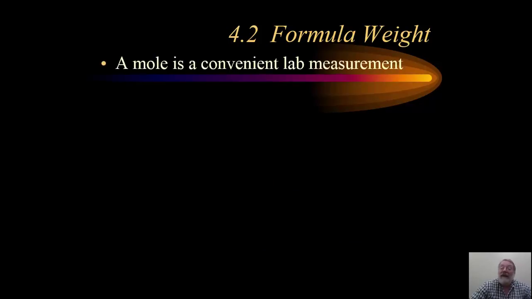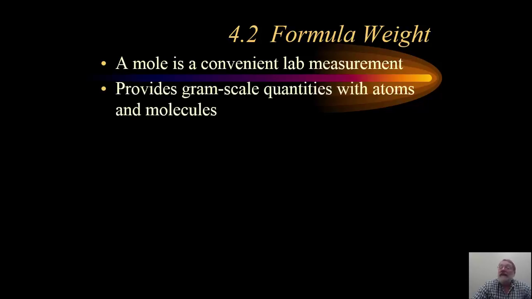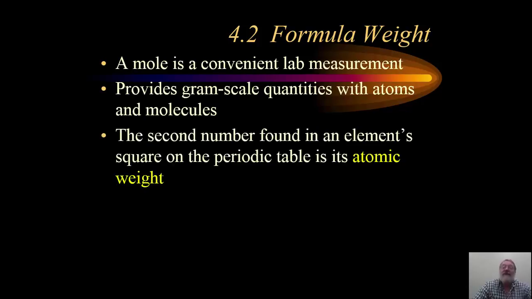It's a convenient lab measurement when you're going to try to figure out how many atoms or molecules you've scooped up and put into your solution or into your beaker. It usually provides gram scale quantities if you're talking about how much is a mole of a certain kind of atom or a certain kind of molecule. It's the second number that is found on an element square on the periodic table. The first number is the atomic number, the number of protons in its nucleus. The second number you're going to find there is its atomic weight.